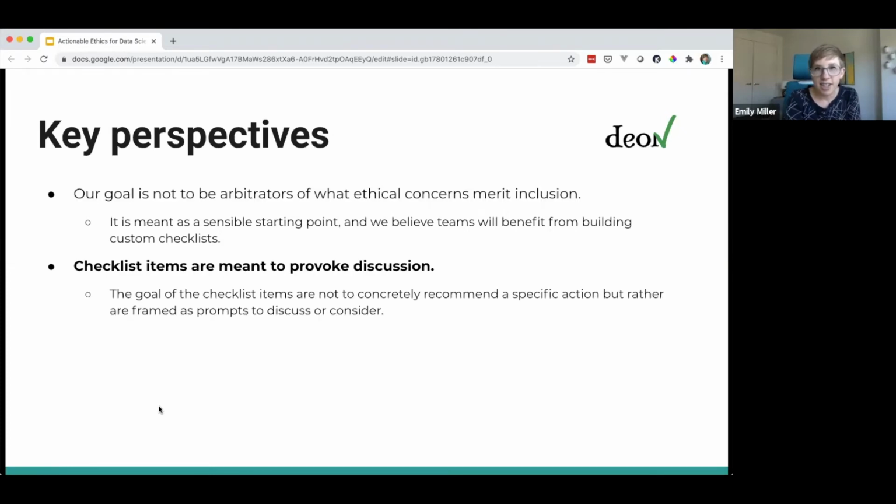Secondly, checklist items are meant to provoke discussion. So you'll see this when we go through that the checklist items are not telling you to remove a specific variable, but they're framed as have we tested and have we considered, right? They're not designed to recommend this specific action, but rather to prompt the necessary discussion so that we can be intentional about the choices that we're making.